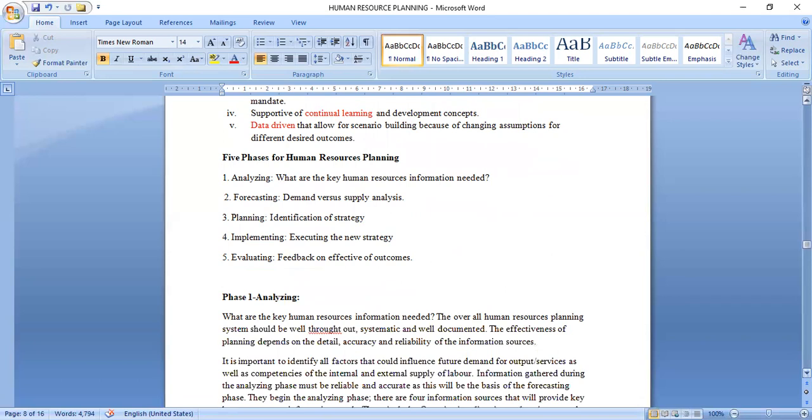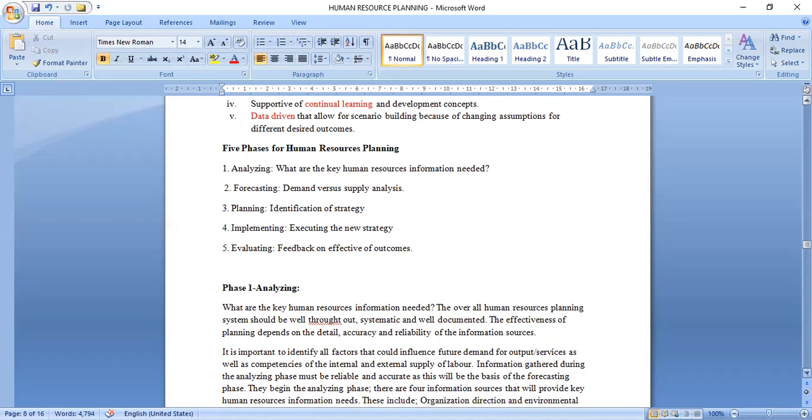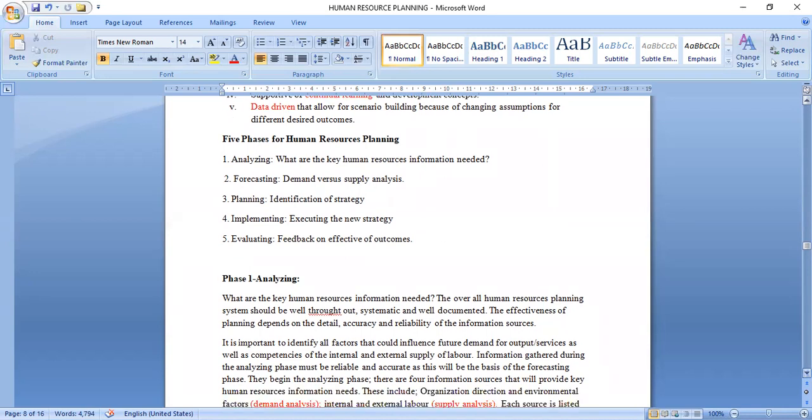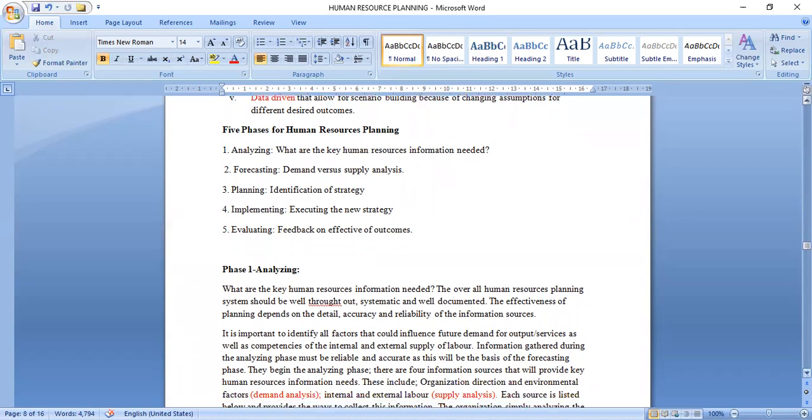Then these human resource planning systems should also be data-driven, able to use the available data to forecast. We are going to see later that during the human resource planning process, we have a phase called forecasting. And of course, we forecast using data. One of the ways we do the forecasting is using the data that the organization has.